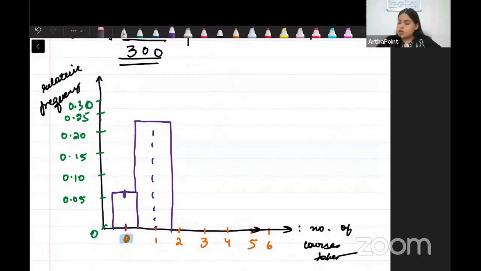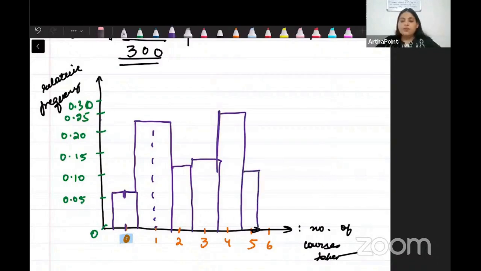Same you can draw for others. So आप 2 की कुछ बना लेना, जो भी values दी होंगी accordingly. 3 की बना लेना. I am just drawing it randomly. 4, 5 ऐसे करके बना लो.